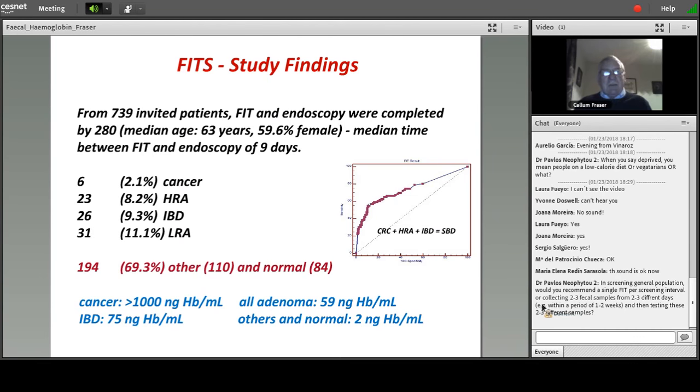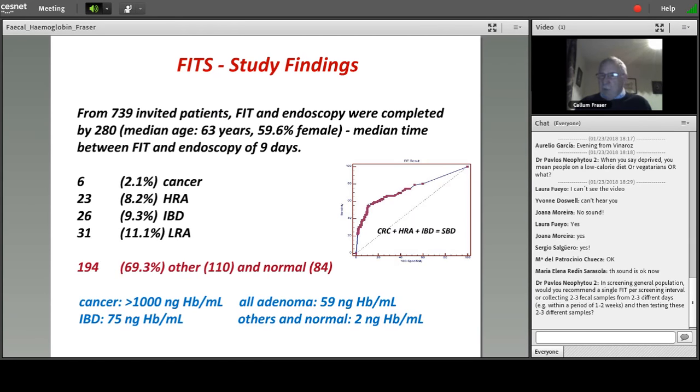And you'll see, as we expect, 2% or so had cancer, 8% had higher risk adenomas, about 10% had inflammatory bowel disease, and about the same had low risk adenoma, whereas almost 70% had other minor diseases or were normal. And you can see if you look at this ROC curve here, the ideal, of course, goes straight up here and straight along there, that as a test for inclusion of significant bowel disease, cancer, high-risk adenomas, and IBD, it doesn't appear to have a great area under the curve.